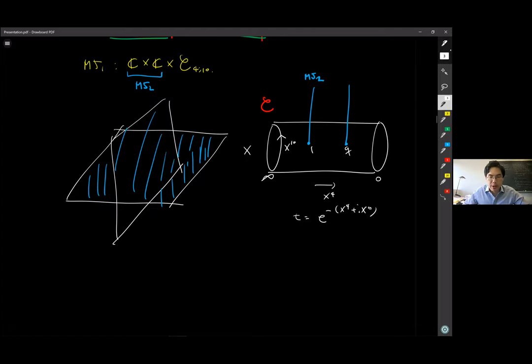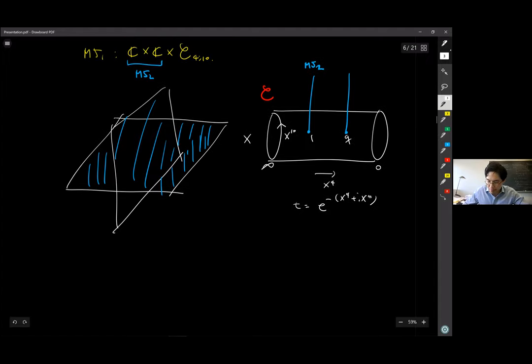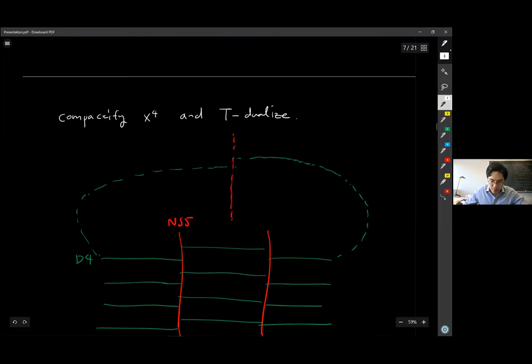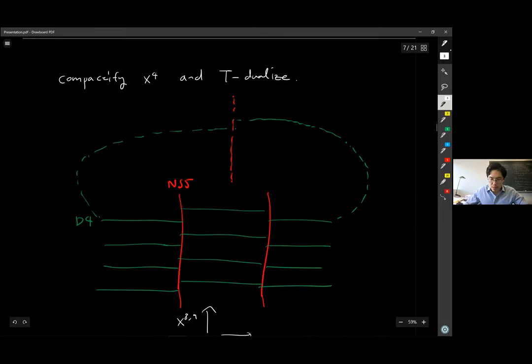So in the 4D side, we have the N equals two theories, N equals two theory, and on the other side, the 2D side, we have a two-dimensional theory which has infinite dimensional symmetry algebra. Now, in fact, this type 2A picture is not exactly what I'm going to use for the actual computation.